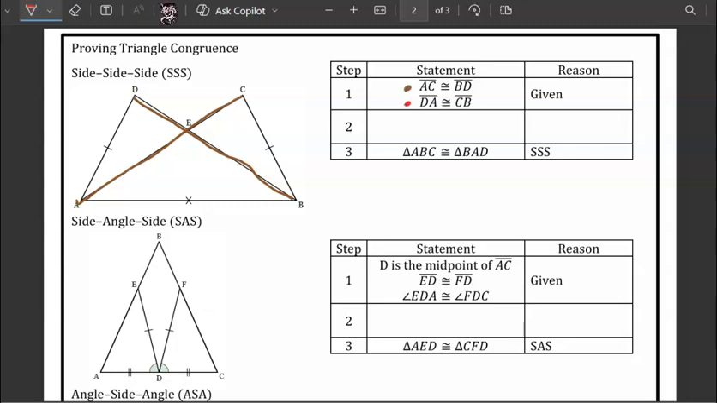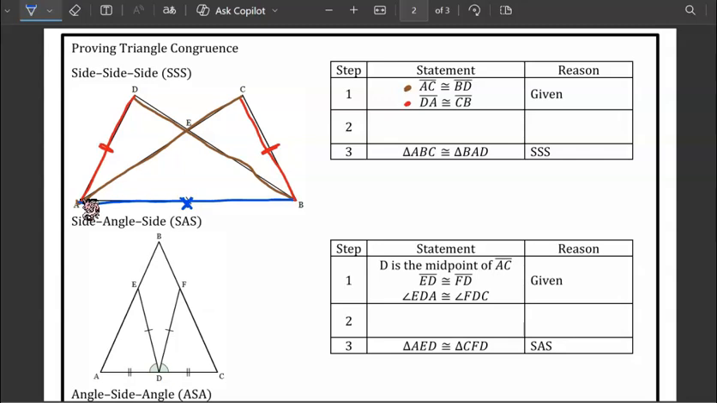And then side DA is congruent to side CB. That's another given. Now to fill in this blank, we have two sides are equal and two sides are equal. We want to show if that third side is equal, which is just this line right here. It's the same line twice.